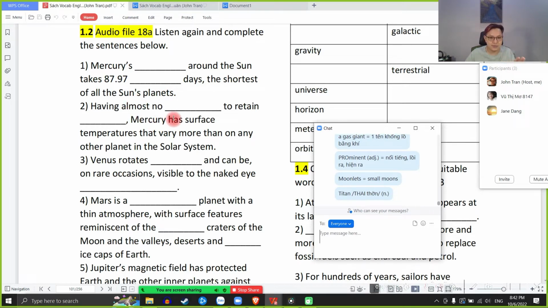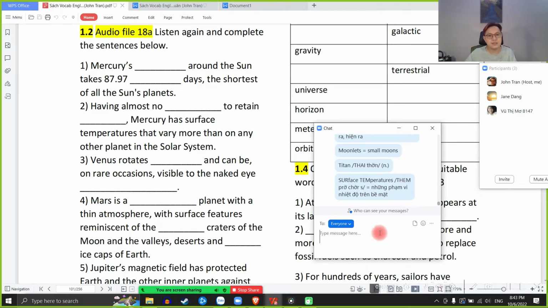Number 2, having almost no something to retain something. Mercury has surface temperatures. Temperatures, 3 âm thôi. Temperature, chứ không phải là temperature đâu nha. Temperatures, surface temperatures. Nó gọi là những phạm vi nhiệt độ trên bề mặt của nó. Has a surface temperatures that vary more than on any other planet in the solar system.